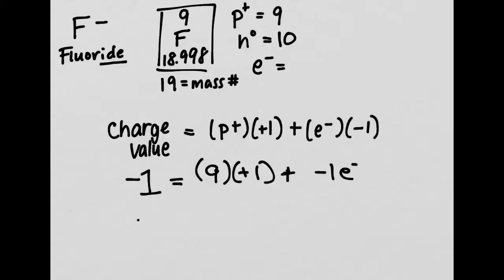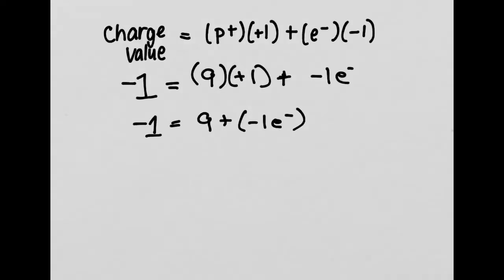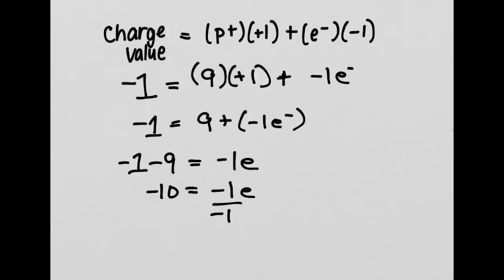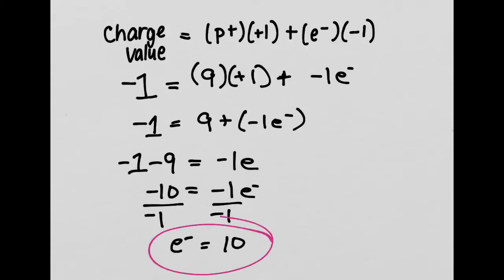All right. -1 has to be equal to 9 plus -1e. And then I solve. This makes -10, which means that e is equal to 10. Therefore, 10 electrons.